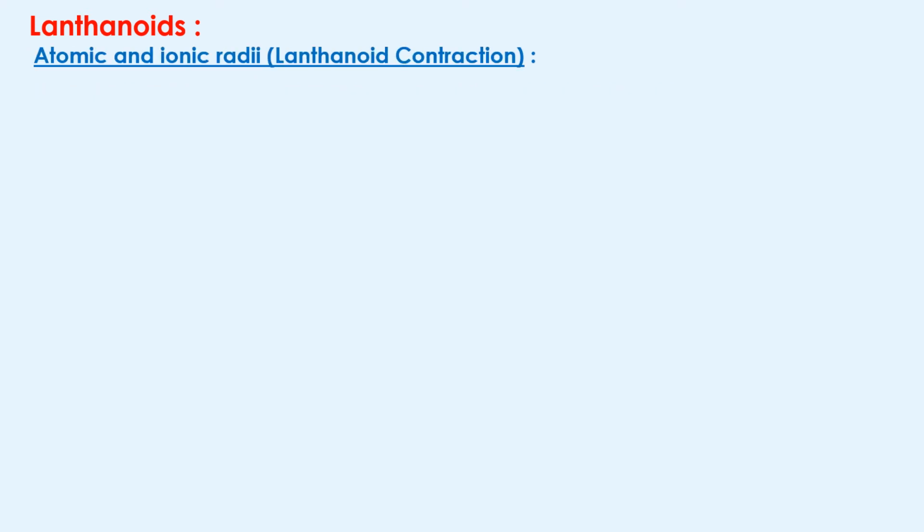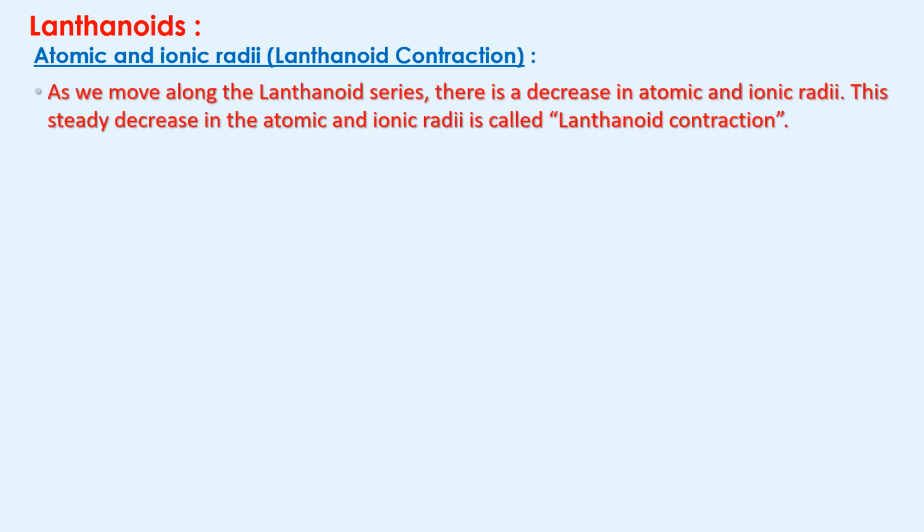Okay, now next is atomic and ionic radii. That is very important because of the lanthanide contraction, which is the favorite question in your board. As we move along the lanthanide series, there is a decrease in atomic and ionic radii. This steady decrease in atomic and ionic radii is called lanthanide contraction.